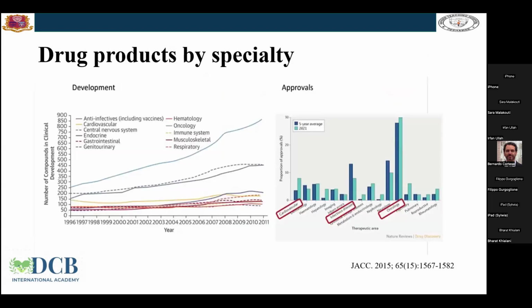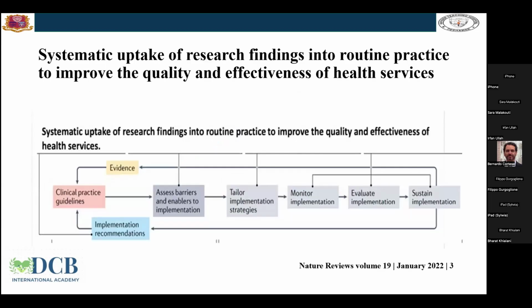Again, this is about systematic uptake of research findings into routine practice to improve the quality and effectiveness of health services. So evidence comes from clinical practice. There can be a barrier, there can be an implementation. From sustained implementation, to evaluating implementation and monitoring, and then assessing the barrier, we can apply clinical practice guidelines and clinical trials in large databases.